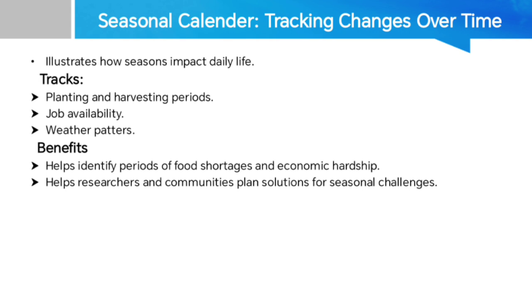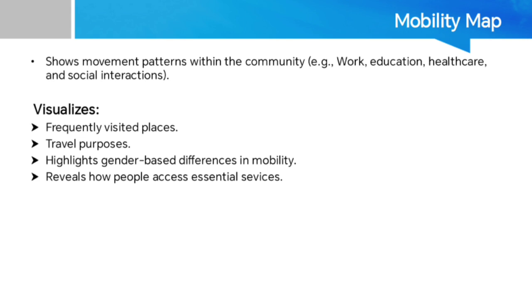Now, next move on to mobility map. Have you ever thought about how people move within a community? This can be answered through mobility map, which means understanding how people move. It shows where people go for work, for school, healthcare, and also social activities. It reveals gender based differences in mobility, such as men may travel longer distances for work, while women may have limited movement due to safety concern. This tool helps researchers identify accessibility issue and improve local transportation or services.